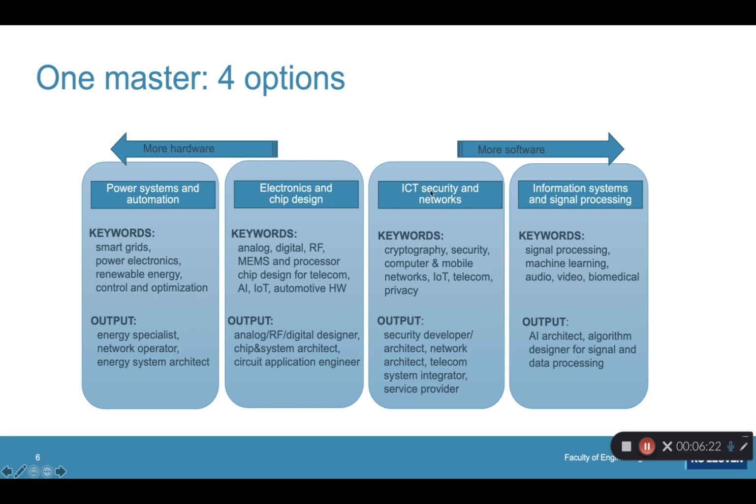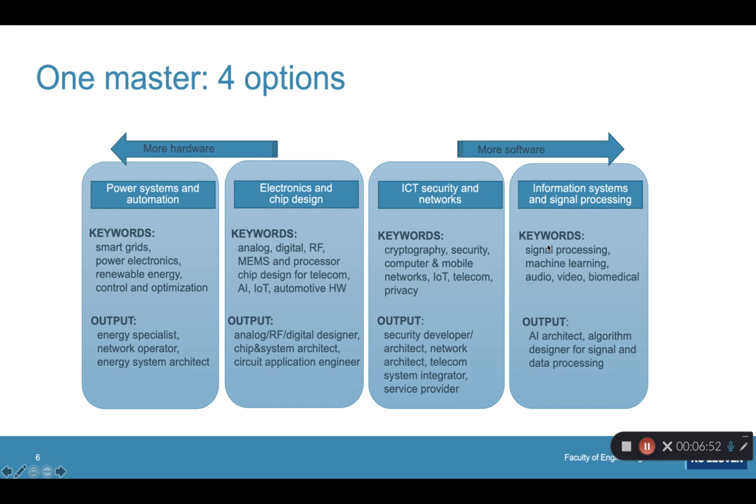The third option is called ICT security and networks, and here we teach you about things like cryptography, computer security, computer networks, mobile networks, again also IoT, telecom applications and privacy. So if you take this option, you can become a security developer, security architect, network architect, telecom system integrator or service provider.